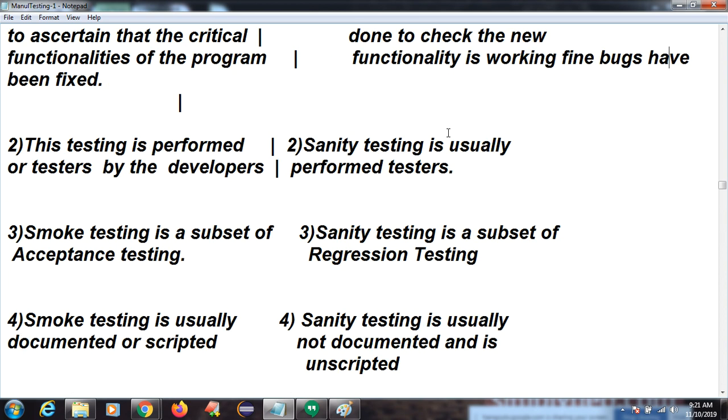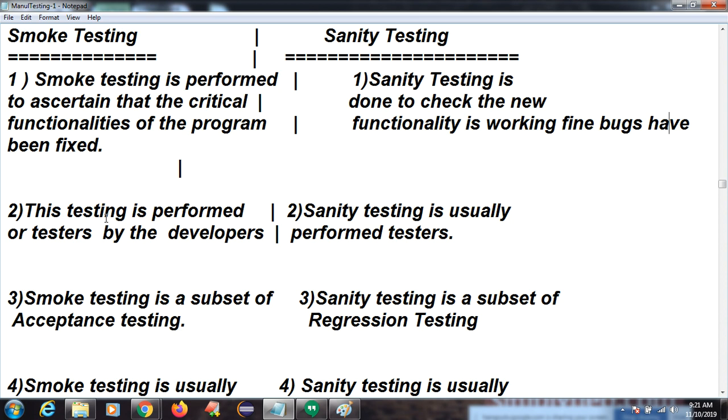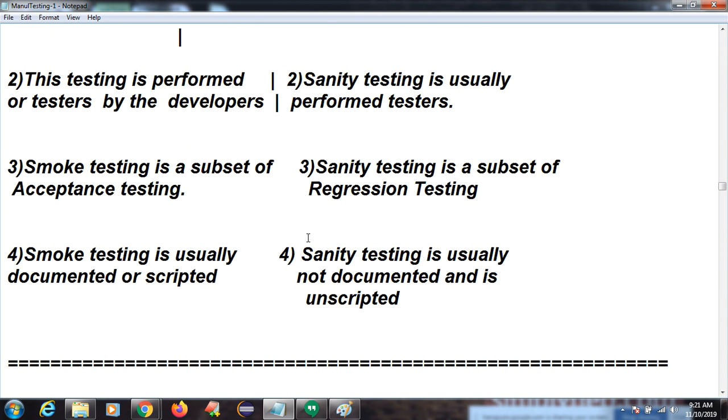Smoke testing is performed by the developer. Sanity testing is usually performed by a tester. So sometimes the developer is also involved and the tester is also involved, but here only the tester is involved. Smoke testing is a subset of acceptance testing. I will come to that acceptance testing, so we'll get more clarity. And sanity testing is a subset of regression testing. When you come to that, you can relate sanity and smoke testing.